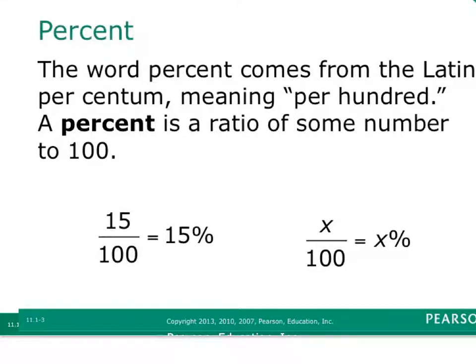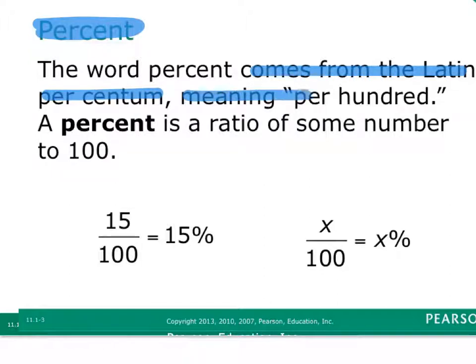This is Math 131, section 11.1. Okay, we're getting to consumer mathematics. So the first thing we're talking about is percent. The word percent comes from the Latin percentum, which means per hundred or out of 100.